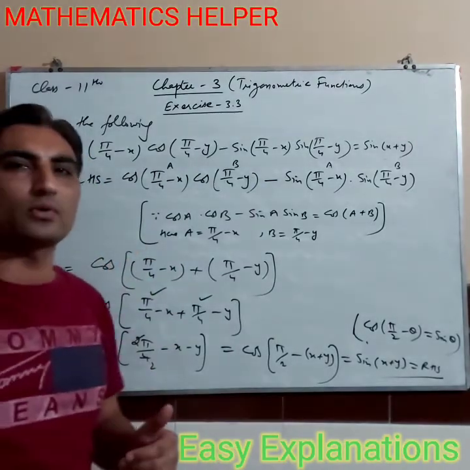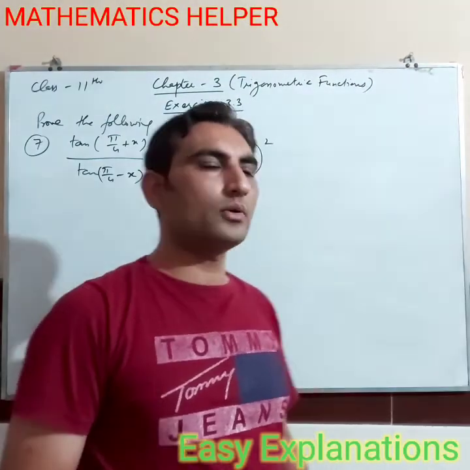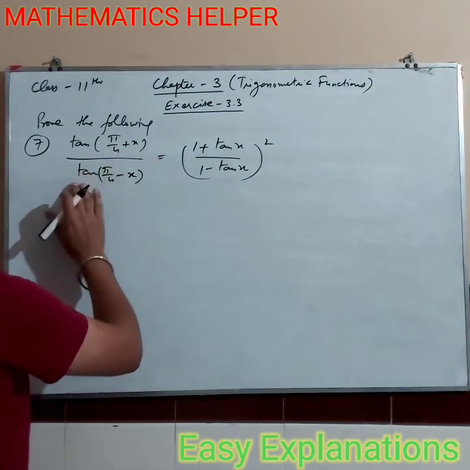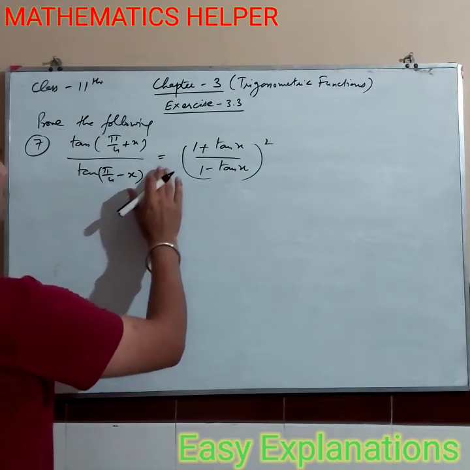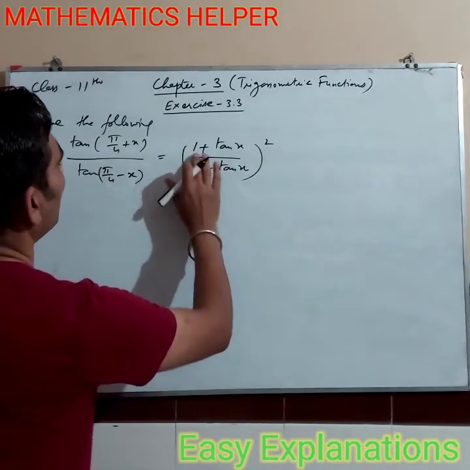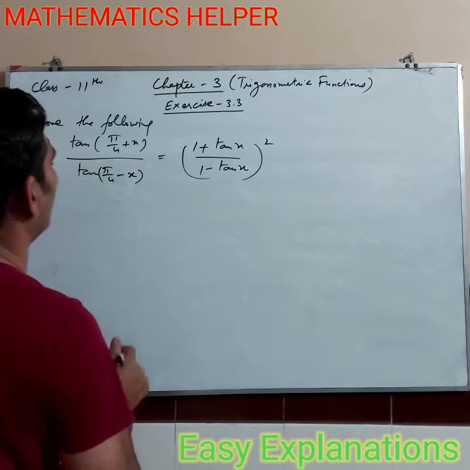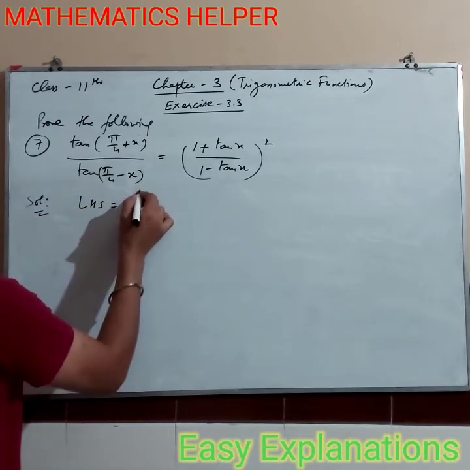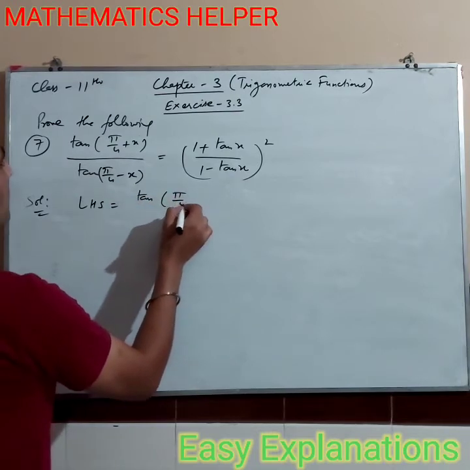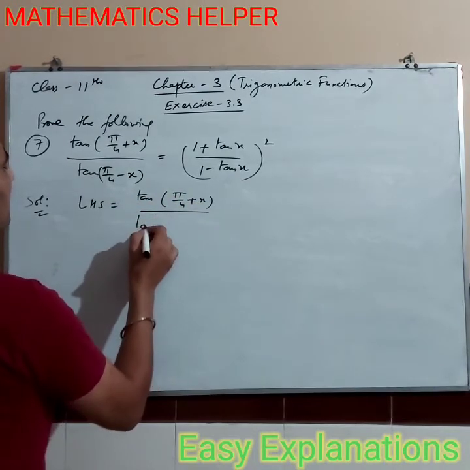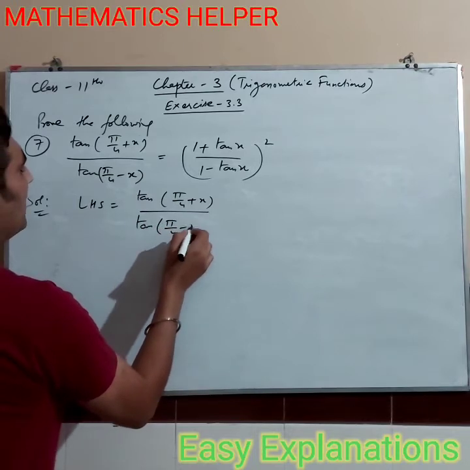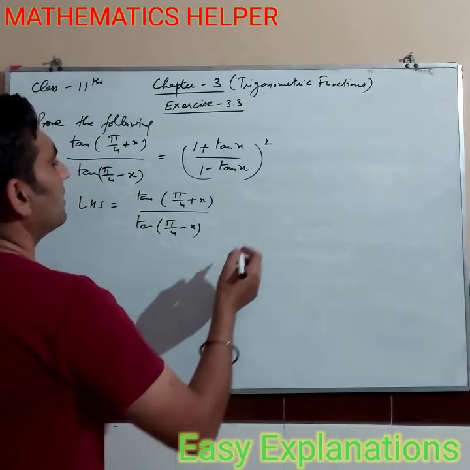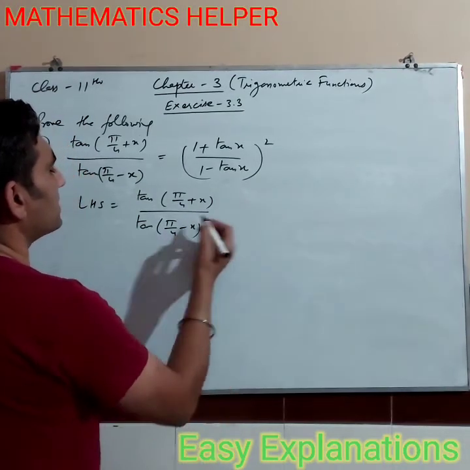See next what is given in question number 7. Here is our question number 7, which is tan(pi over 4 plus x) over tan(pi over 4 minus x) equal to the whole square of (1 plus tan x) over (1 minus tan x). Let's start this calculation from the left side. Left hand side is tan(pi over 4 plus x) over tan(pi over 4 minus x). So it is like tan(a plus b) or tan(x plus y) and tan(x minus y).